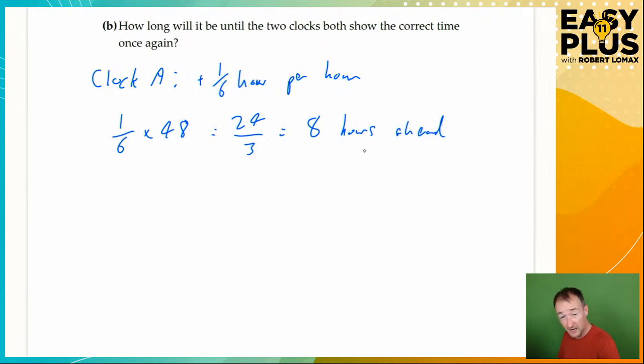If they're going to show the correct time, and now we're back to the principles from the first question, it either needs to be 12 hours ahead, or a multiple of that: 24 hours ahead, 36 hours ahead, or 48 hours ahead. Does that make sense?